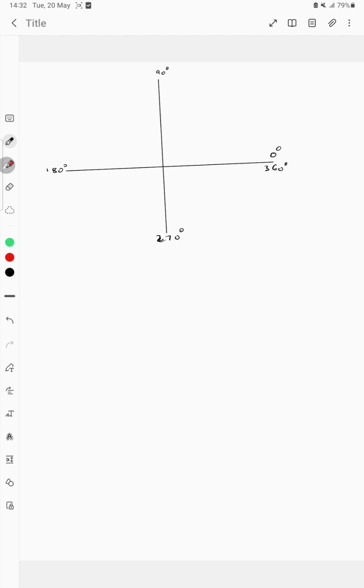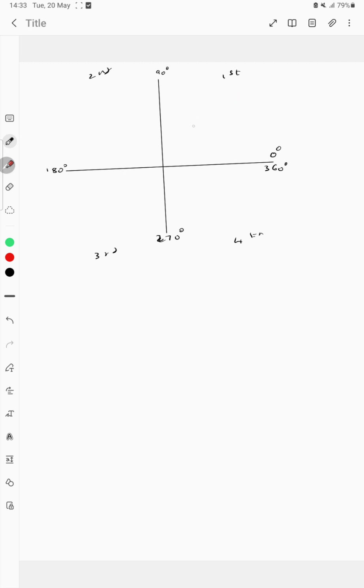All the angles between 0 and 90, we call this the first quadrant. We count the quadrants starting from 0 going anti-clockwise. So this is the first quadrant, that's the second quadrant, this is the third, and this is the fourth.